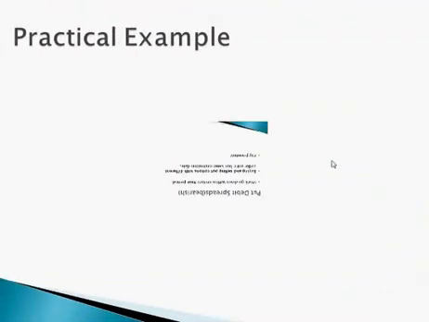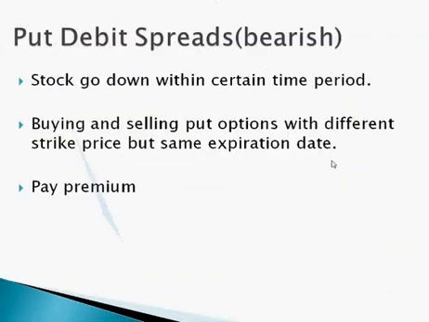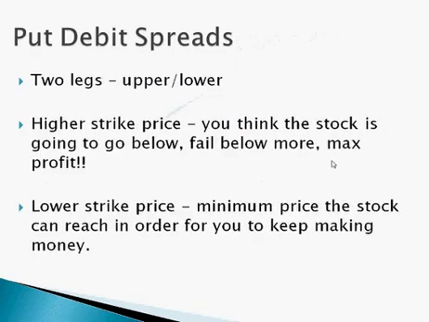Projection of the trade. Let's look at a put debit spread. This is a bearish position. You're going to make money if the stock goes down within a certain period of time. So you're simultaneously buying and selling put options with different strike prices but the same expiration date. In this case, you're going to pay premium. If you're using debit, you'll pay premium. No free lunch here.